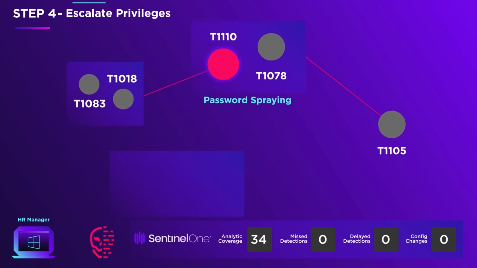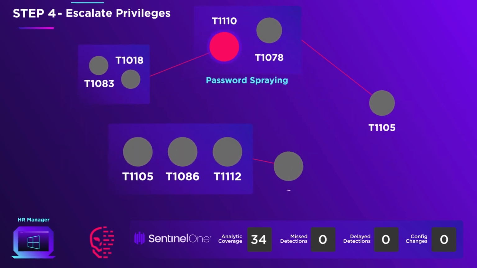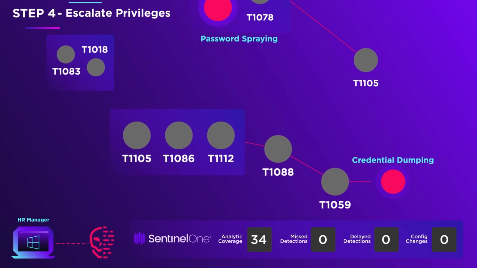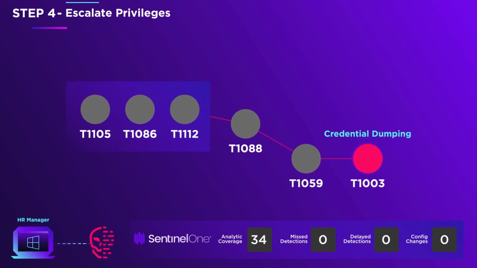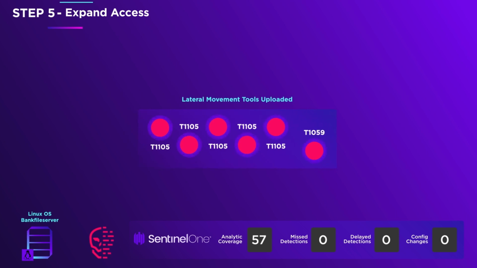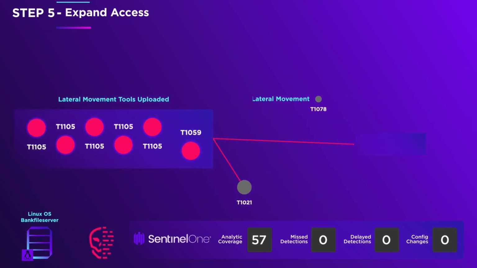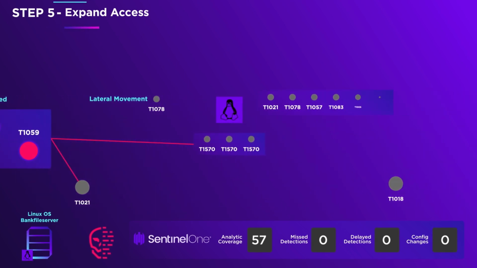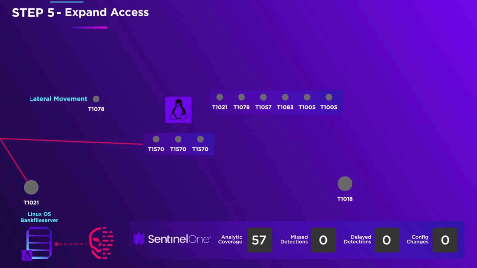Evil hacker now initiates brute force credential access techniques, probes the network, and tests the stolen credentials on other hosts. More malware and scripts are downloaded from the C2 that are used to dump the PC credential database. Lateral movement now begins. Using the stolen credentials, the adversary moves laterally to the Linux OS bank file server and copies tools onto it.